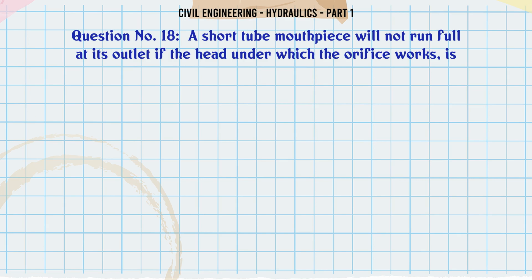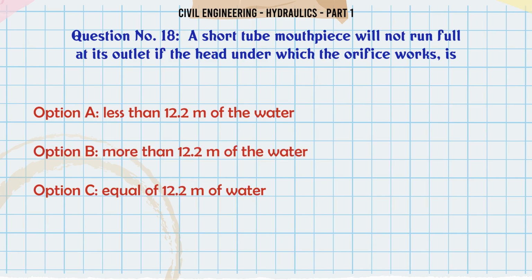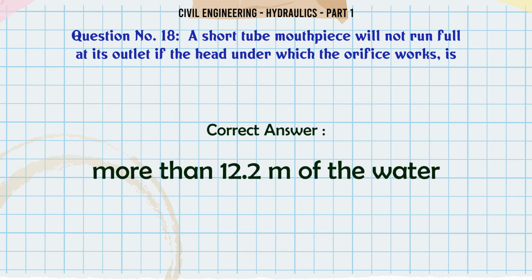A short tube mouthpiece will not run full at its outlet if the head under which the orifice works is A. less than 12.2 m of water, B. more than 12.2 m of water, C. equal to 12.2 m of water, D. none of these. The correct answer is more than 12.2 m of water.